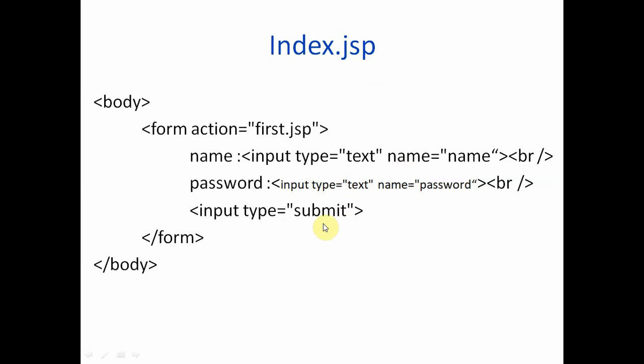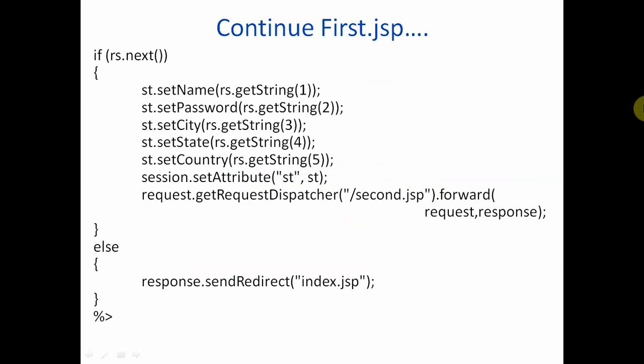index.jsp. When we click on the submit button, it will activate this action. It will run first.jsp, and at the same time it will send the request. It will initiate the request and response objects. So we will have the request and response objects.